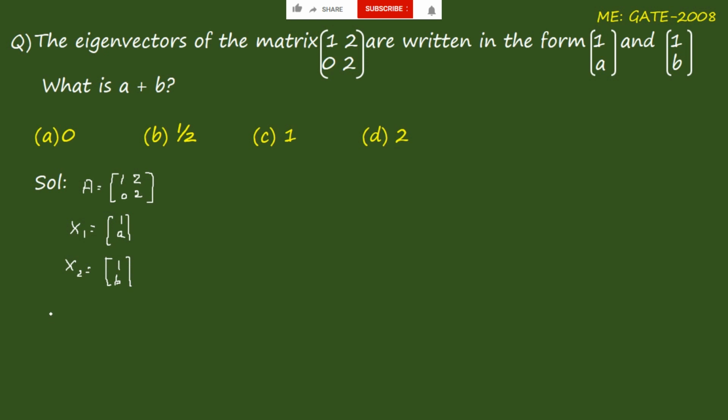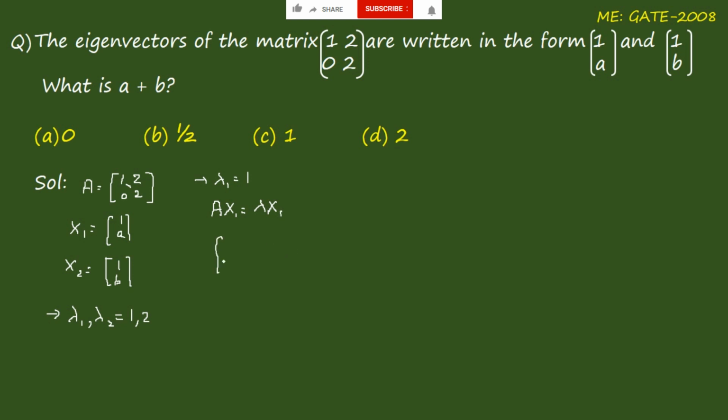For this one, first you have to know the eigenvalues, lambda 1 and lambda 2, right? Now if you see this particular matrix, this is an upper triangular matrix. So eigenvalues are nothing but the diagonal elements, 1 and 2. Now consider lambda 1, which is equal to 1. The general formula that we know is A x is equal to lambda times x, right? Now consider the first case, lambda 1. Then it becomes A x1 equals lambda 1 x1, right?